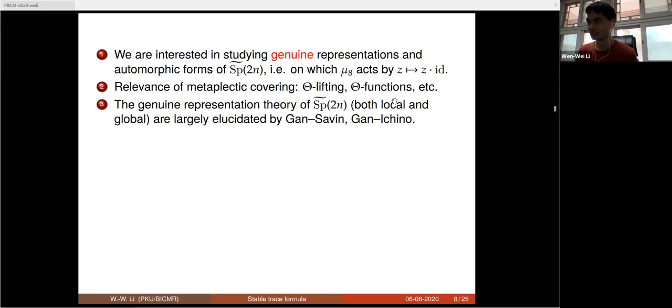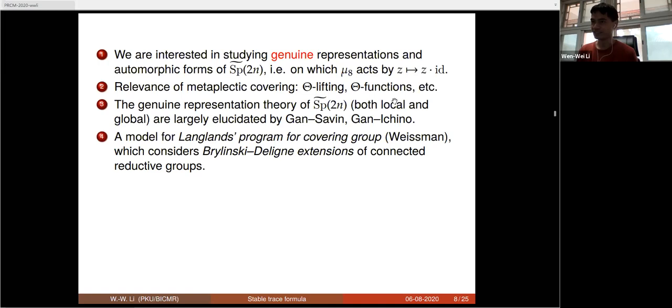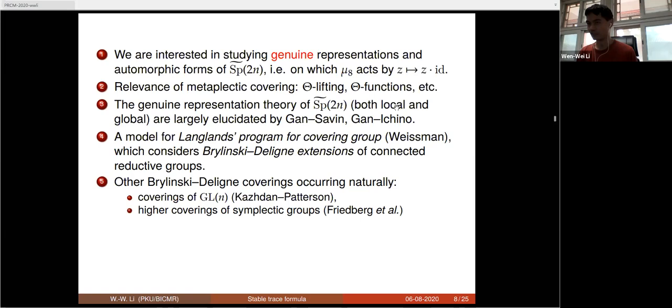And another relevance is related to the so-called Langlands program for covering groups due to Martin Weissman. So he considered more general coverings called the Brylinski-Deligne extensions of connected reductive groups. And the metaplectic group is just a special instance. So there are many other such coverings. For example, a covering of GLN appeared in Kazhdan-Patterson's work. And also some higher coverings of symplectic groups, not just twofold, but of any degree.